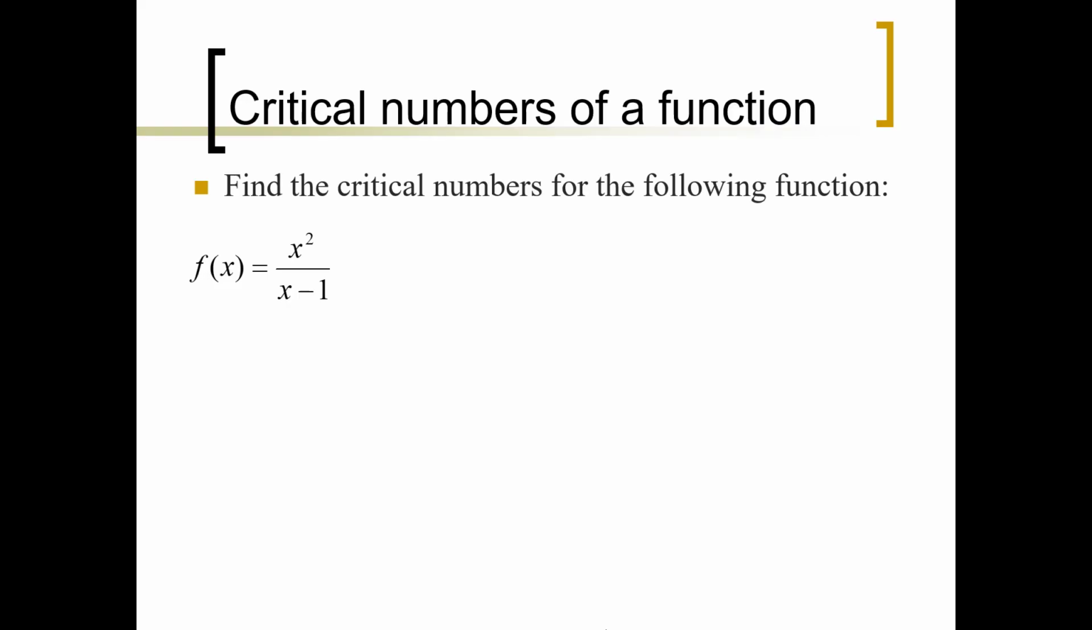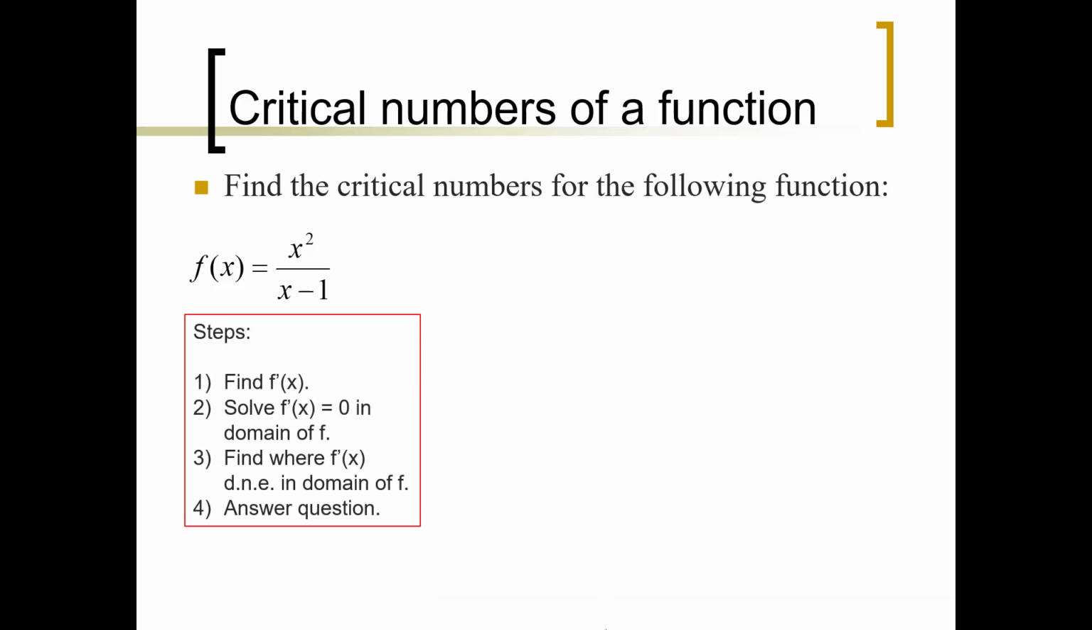Really quickly, let's go about finding the critical numbers for a function just once. So take this example. If you have the function f of x equals x squared divided by x minus 1, in order to find the critical numbers, there's a simple process. You just find the derivative first, find wherever the derivative is 0 in the domain of the function, and then also find where the derivative doesn't exist, again in the domain of the function. Finally, just make sure you answer the question.